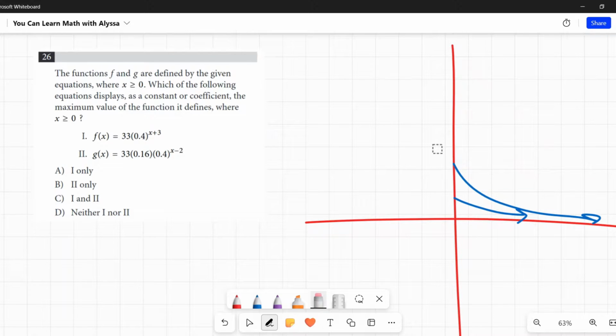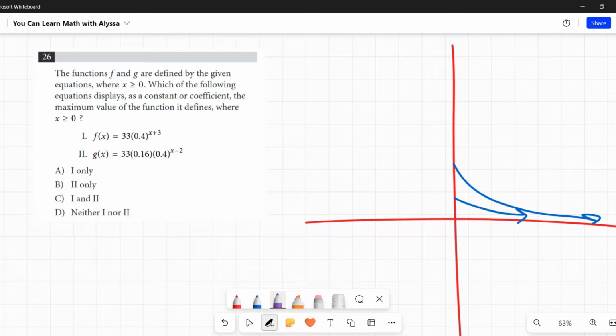All right. Then it says, where x is greater than or equal to 0, which of the following equations displays as a constant or coefficient the maximum value of the function it defines? Let's look at that second part first, the maximum value of the function.